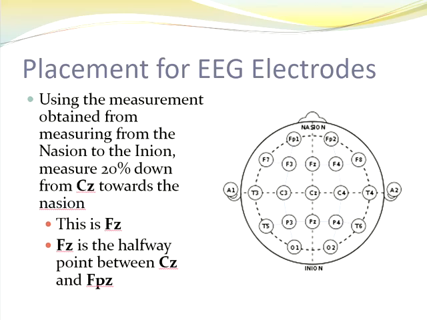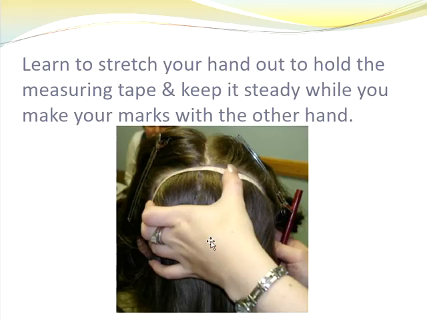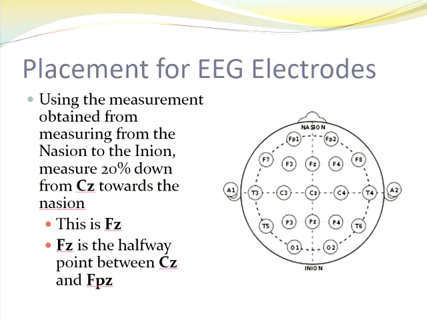Once you have that, you're going to measure halfway between nasion and inion. And again, you don't even have to move your measuring tape. If you learn how to stretch and hold it in place, you can make a lot of these marks while you're just holding the measuring tape in place. Make a mark at the halfway mark, and then you're also going to make a mark for FZ, which can be done a few different ways.